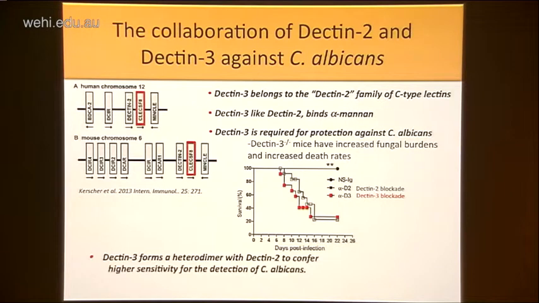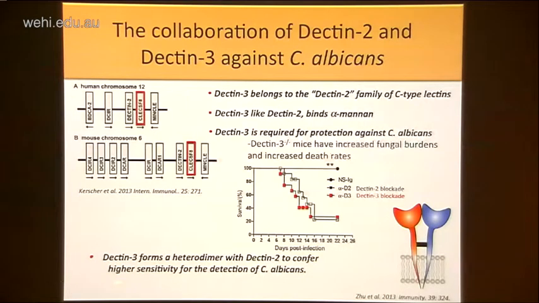And why this is kind of cute is because Dectin-3 apparently forms these heterodimers with Dectin-2, facilitating a higher sensitivity for the detection of C. albicans. See little flowers here. And what that's supposed to do is facilitate better binding, better activation, better cytokine output, and hopefully this collaboration ends up being why they can fight C. albicans better.